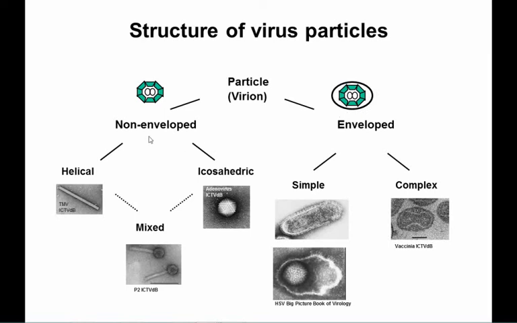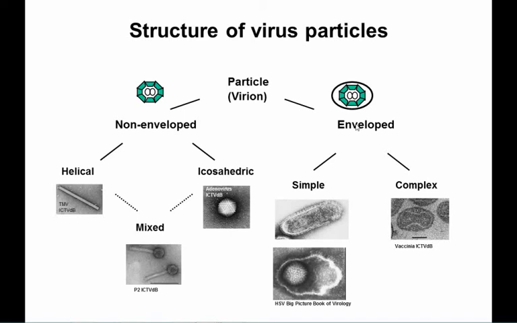Now, if you look at non-enveloped viruses, there are 2 basic types of particles you see in electron microscopy: kind of long filamentous or stick-like structures, which have a helical symmetry. And you have some other particles which are round, which have an icosahedral symmetry. And then some bacteriophages have a kind of mixture of these 2 elements.